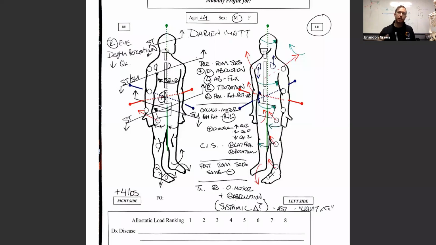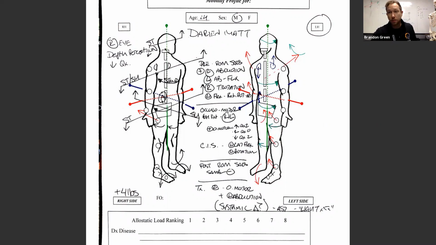So if I apply force on his left leg and it's low quality, it's possible that the left leg itself could be low quality, or the right leg's ability to push into the table could be low quality, which we have this atrophy here.